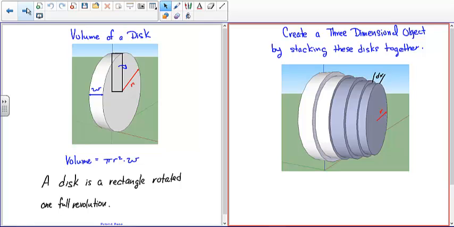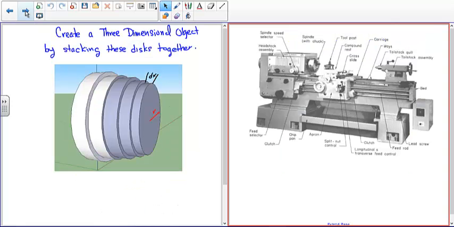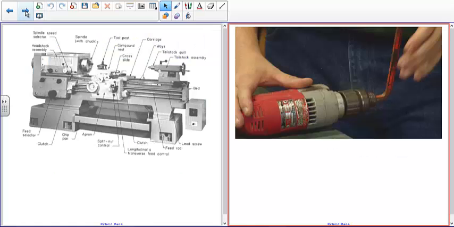But if I make the number of rectangles, or the number of disks, go to infinity, then I get the exact volume of this object. So when you sum up a bunch of little rectangles, that's integrating. When we do this with disks, we get a volume instead. Okay, there's my lathe. And here's some pictures.